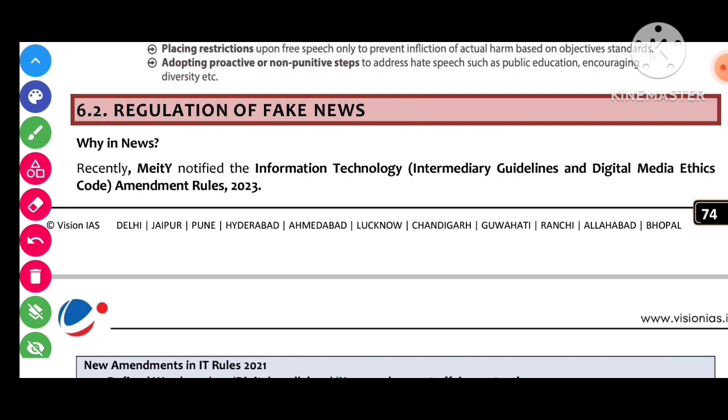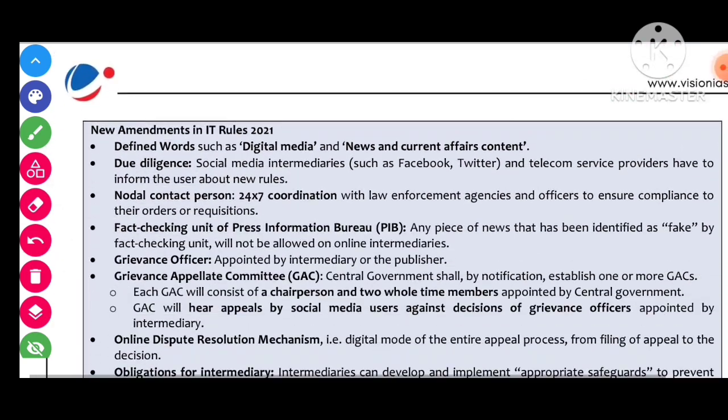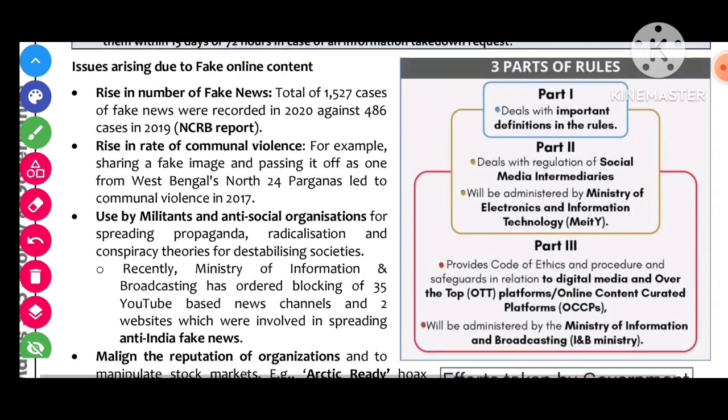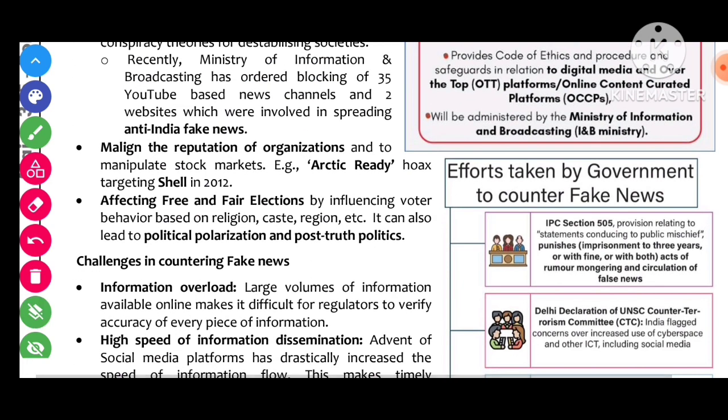So you can remember what is fake news and why it is regulated by the government as well as non-state actors. And here the amendment rule 2021 is given, so you can read this. Okay. And what are the issues such as rise in the number of fake news, rise in the rate of communal violence, use by militants and anti-social organizations, so you can remember, and tarnishing the reputation of organizations, affecting free and fair elections.